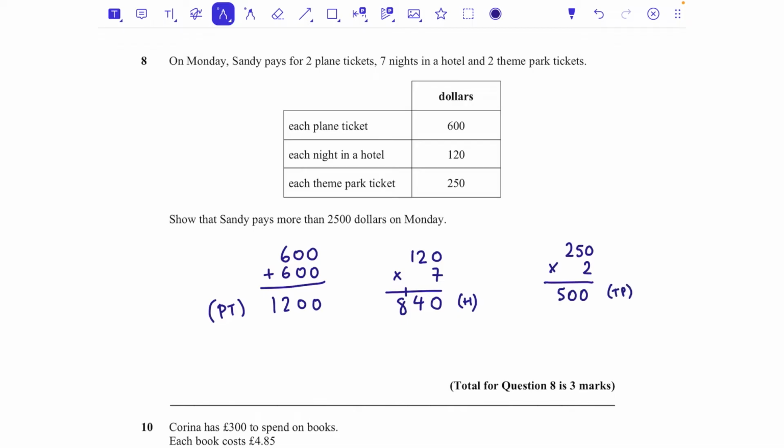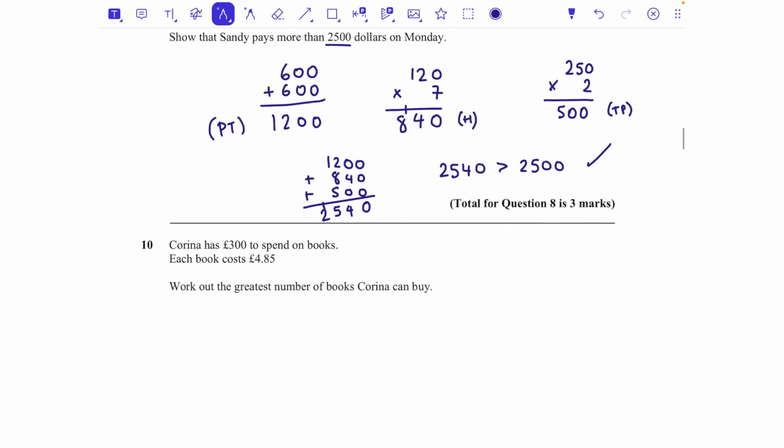Okay, great, and then we just need to add all of that together. 1,200 add 840 add 500, and again you can use your calculator. I've gone for doing it manually. There we go, 2,540, which is, so I'm going to put 2,540 is greater than 2,500. So there we go, we've shown what they've asked us to show. It's bigger than 2,500.